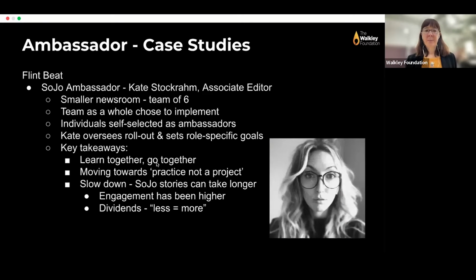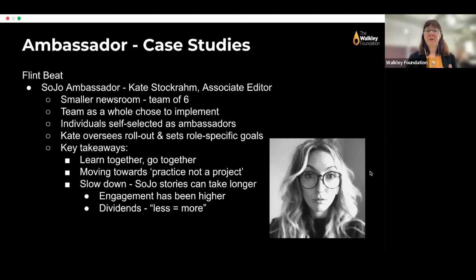At the Flint Beat, the ambassador there is Kate Stockram, so she's the associate editor. They're a very small news outlet. The team as a whole chose to implement solution stories, and so individuals self-selected as ambassadors. And so Kate's job is to oversee the rollout, set role-specific goals, and what they have found is that they are learning together as they go.